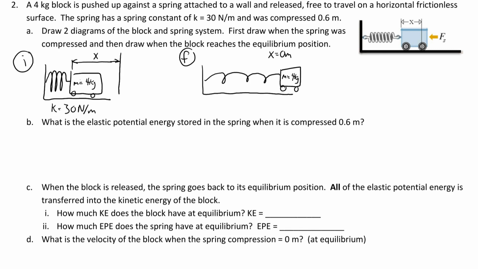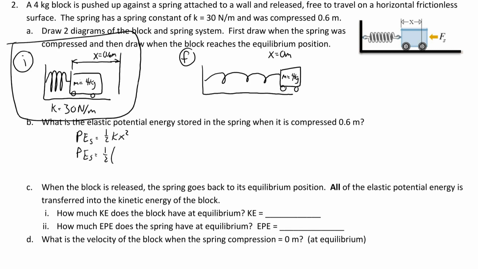Now, it says, what is the elastic potential energy in the spring when it is compressed 0.6 meters? So we know what X is, 0.6 meters. So they're talking about this initial situation. All right, it says, what's the EPE? So again, hopefully you're able to do this. This was just like the problems we did on the homework 8.7. So this isn't really anything new. 1/2 times 30 times 0.6. Don't forget to square it.